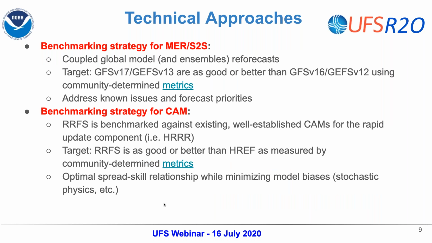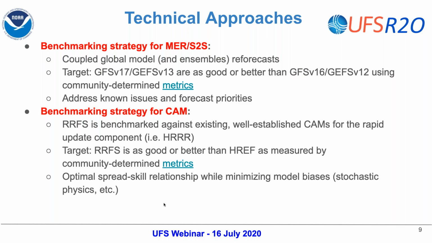We have two other things to mention within our technical approaches. We have a benchmarking strategy for both the global model for medium range weather and subseasonal to seasonal prediction, and a benchmarking strategy for the convective allowing model that will be providing short range weather forecasting. In both of these cases, we have metrics which were developed in community workshops a couple of years ago, where we thought about what the metrics are, and also about known issues regarding either science and modeling issues or forecaster priorities.